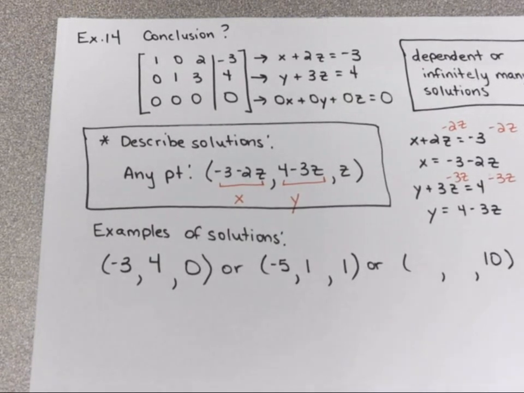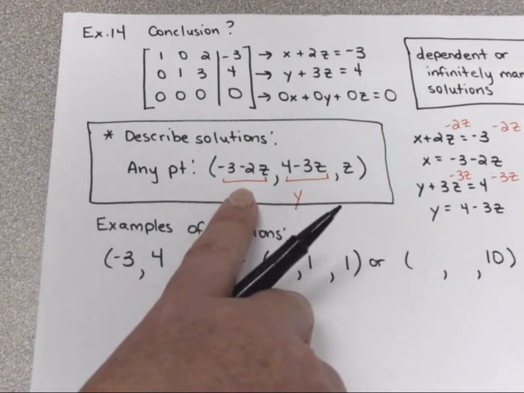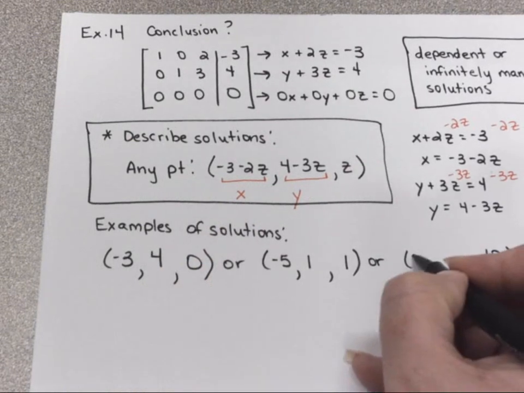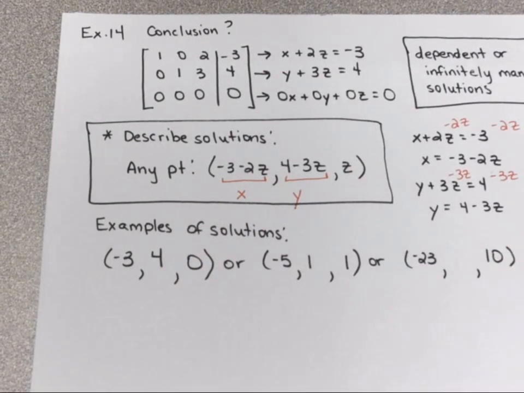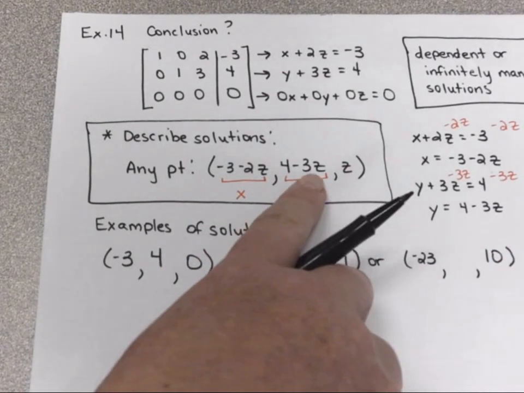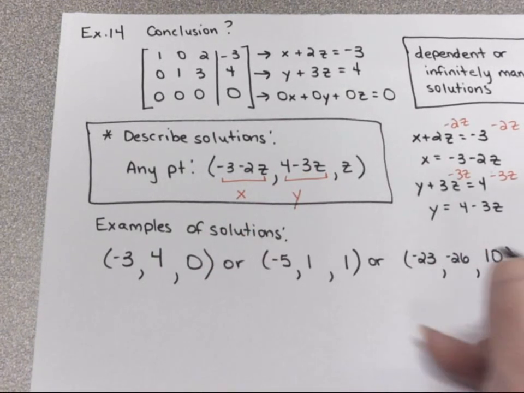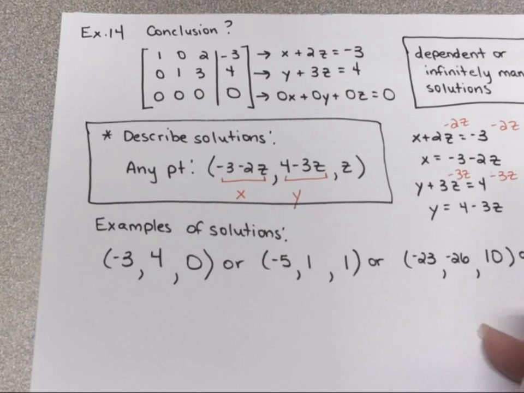So let's say I just decided to make z 10. Okay, because I can make z anything that I want to. Z is independent. But once I place z, it automatically sets x and y, right? So what's negative 3 minus 20? Negative 23, right? If I put a 0 or 10 in here, I'm going to get 4 minus 30, which is negative 26.